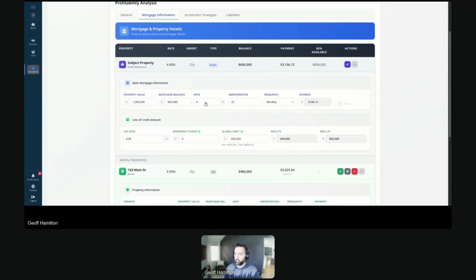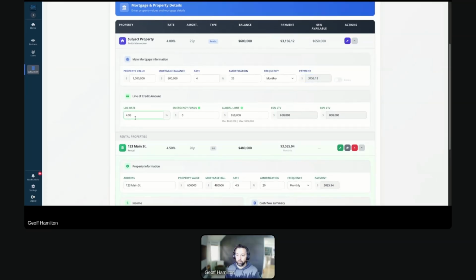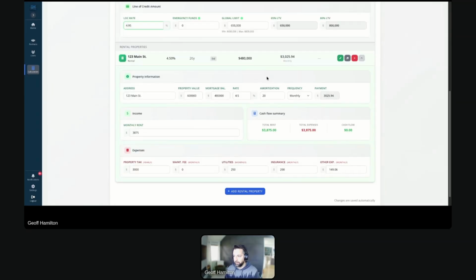So first of all, the mortgage, these are all, again, made up numbers, but we put $600,000 at 25 years and 4%. It doesn't matter really to get a $3,200 payment. We have a HELOC rate of 4.95. That's all we need to know really.